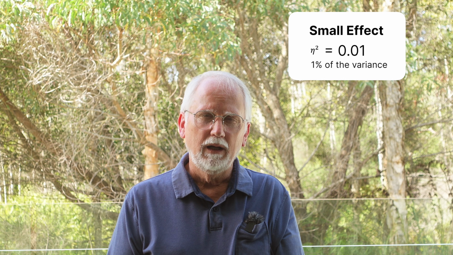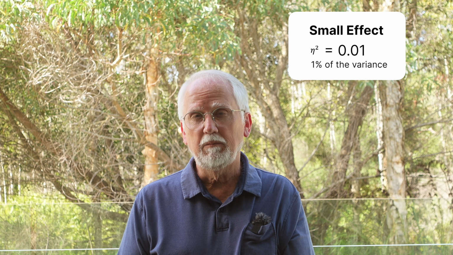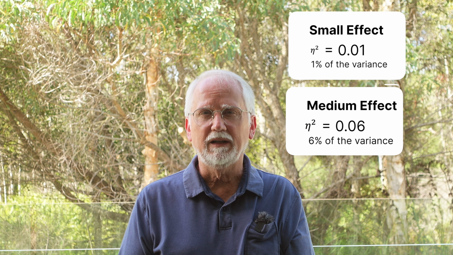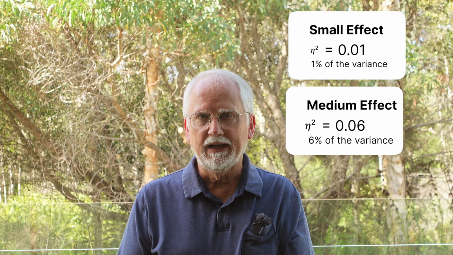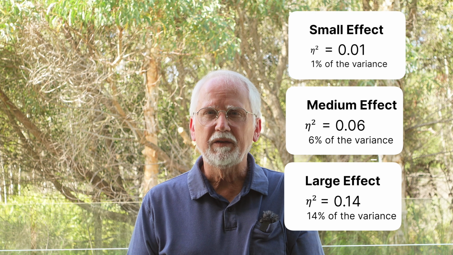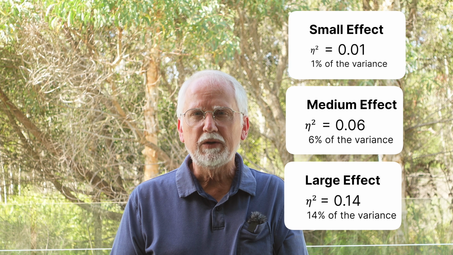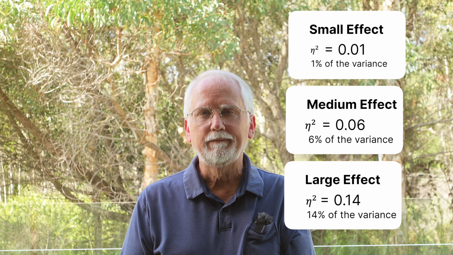If eta-squared equals 0.01, group membership explains 1% of the variance. That's a small effect. If eta-squared equals 0.06, group membership explains 6%. That's a medium effect. And if eta-squared equals 0.14 or larger, that's a large effect. Group membership explains 14% or more of the total variance.